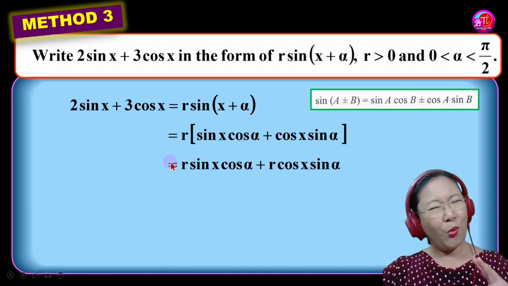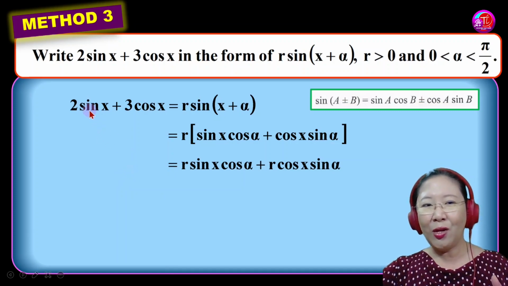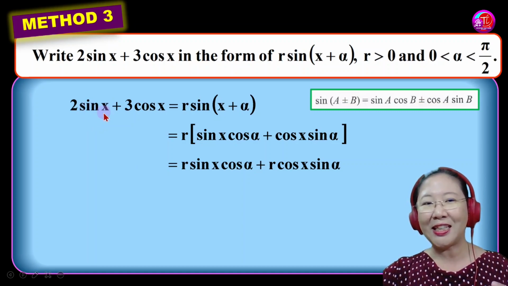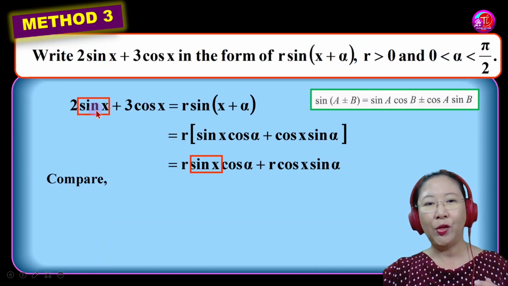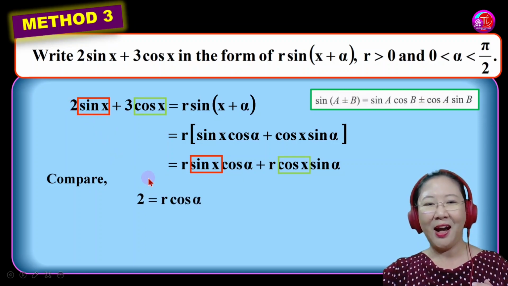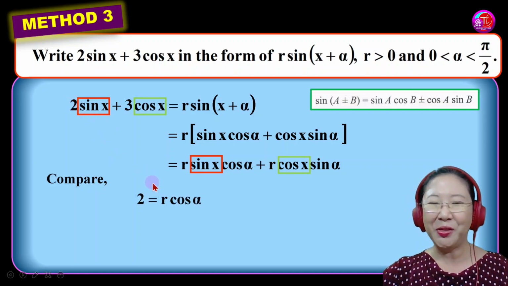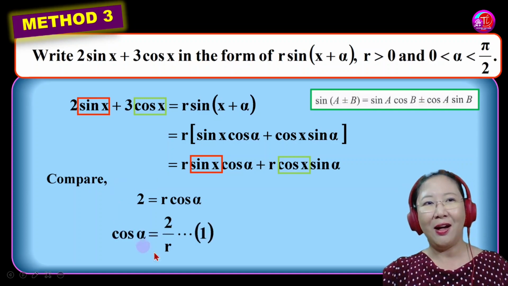Which one to block? Well, from method number 1 and number 2, you already kind of have the idea. It depends on the question. The question says sine x, so we are going to block sine x and compare it with the one with sine x inside our equation. So r cos alpha is going to be equivalent to 2, and we write it there. Then in this method number 3, we prepare it this way: cos alpha equals 2 over r. So we just bring the r over.